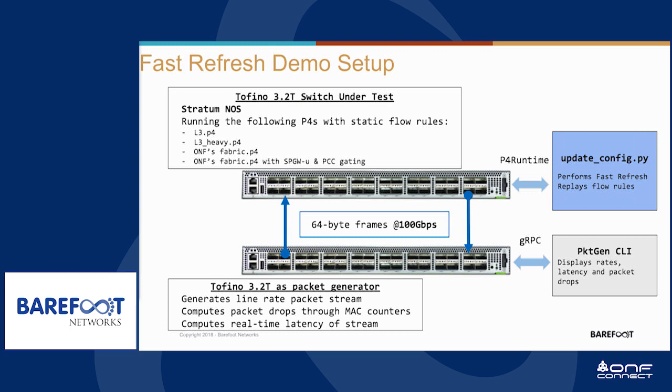What it does is it generates a 100G stream of 64-byte frames. For each packet, it's going to measure latency and sample those live results to some kind of CLI application, which I've written, which is called packet gen CLI. And it's also going to measure packet drops. And by measuring packet drops, I'm going to be able to say what was the window of packet drops for my fast refresh.